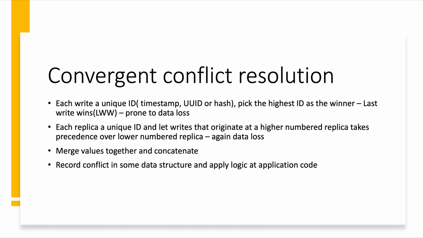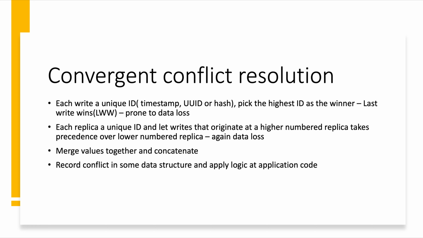But this approach is very popular, but it is very prone to data loss. The other approach is where we can assign a unique ID to each replica using the timestamp or UUID, and then let writes originate at a higher numbered replica given the preference over the lower numbered replica. And again, this approach is prone to data loss.